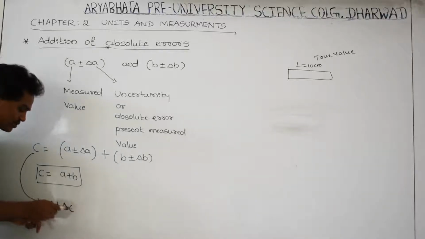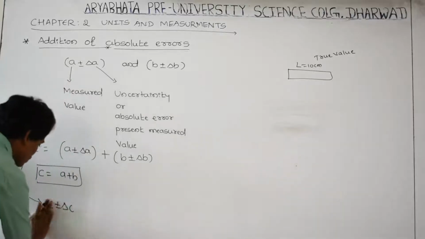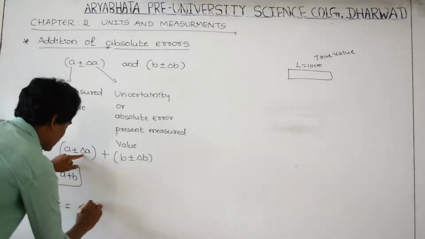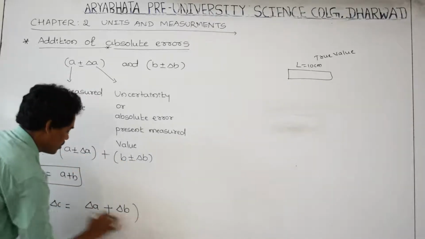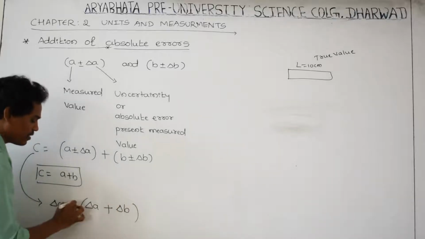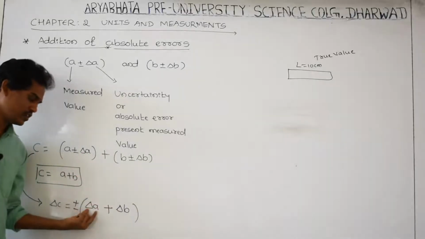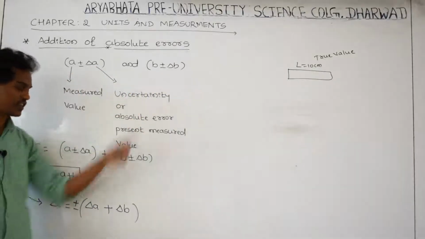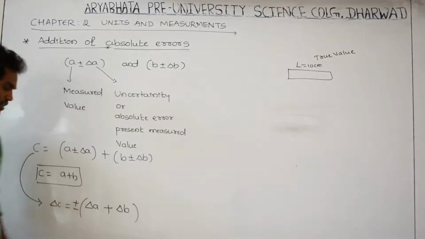Delta C is nothing but the error present in the C measurement. Therefore, delta C is equal to delta A plus delta B. But this added quantity may be a positive error or a negative error. This quantity plus this quantity: the error present in the first value plus the error present in the second value. That is plus or minus delta A plus delta B.